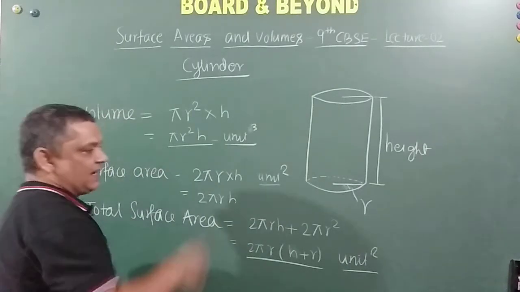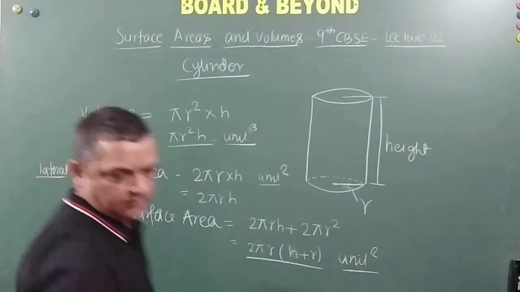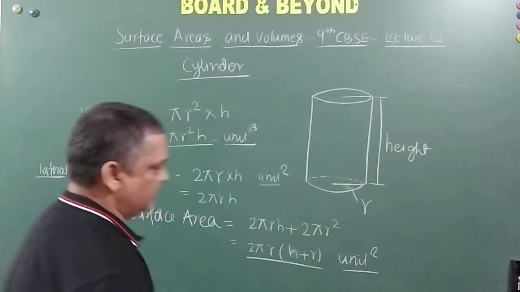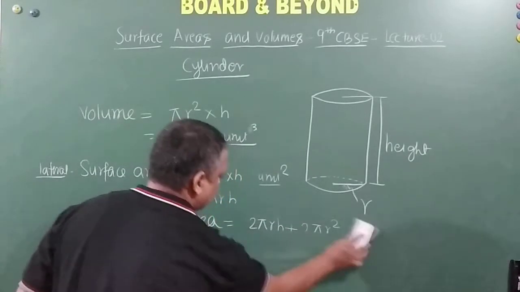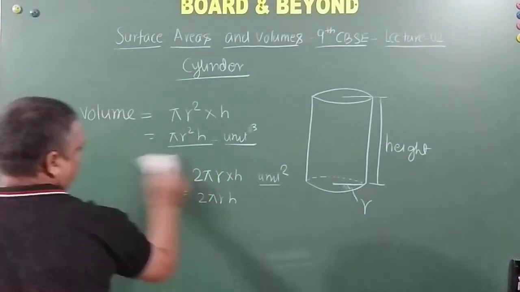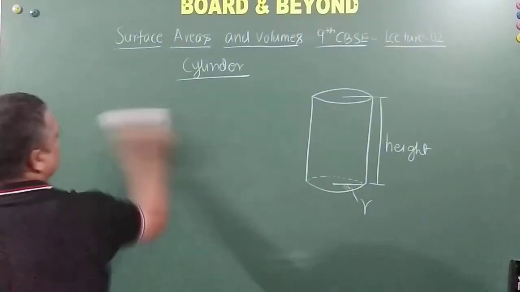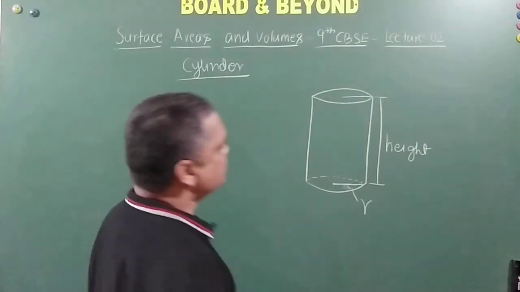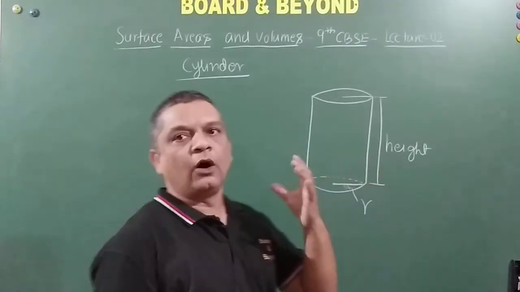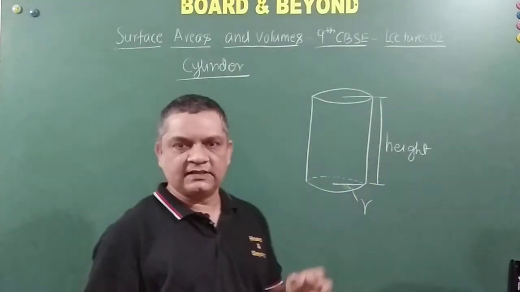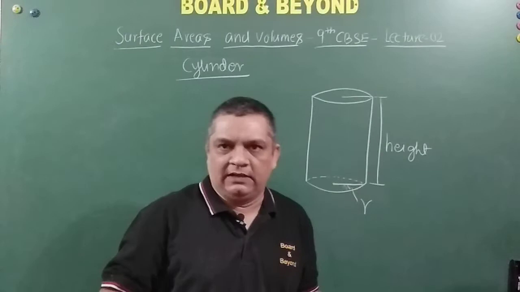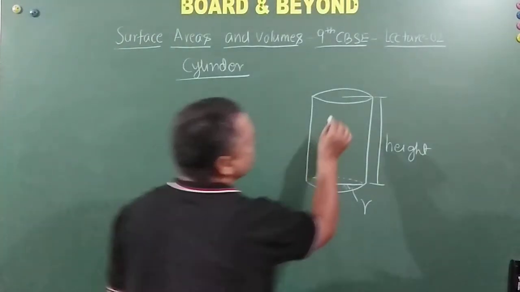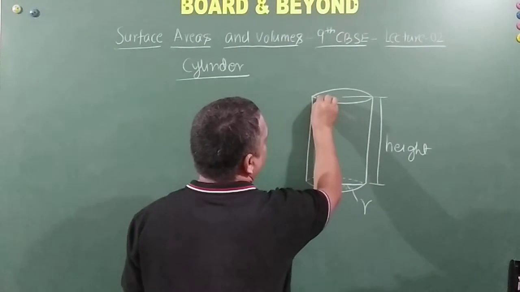Okay, so parallelly I'll just rub it off, and then we'll try to understand one more concept here. So the next concept is, let us say this cylinder is hollow. Hollow in the sense it can contain a liquid, or it can contain anything. Okay, so what happens is, let us say I am drawing it right here.